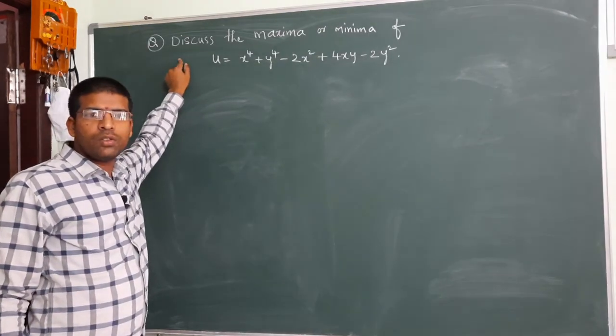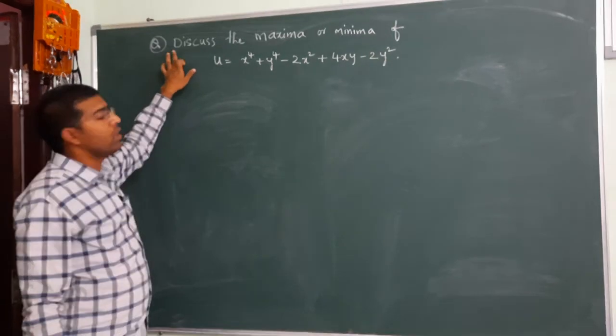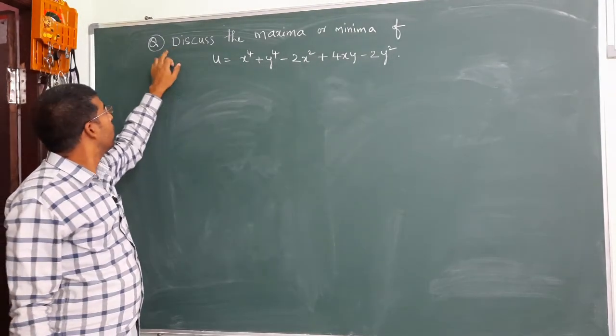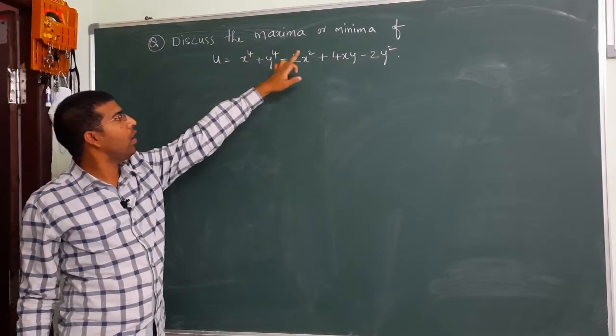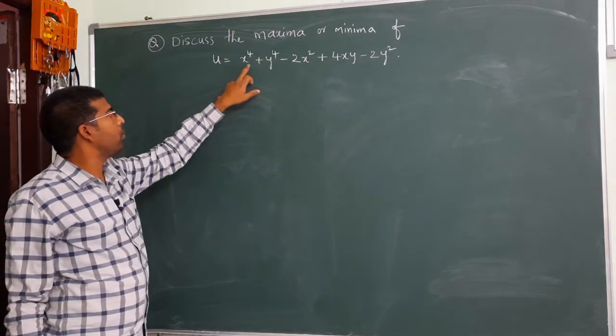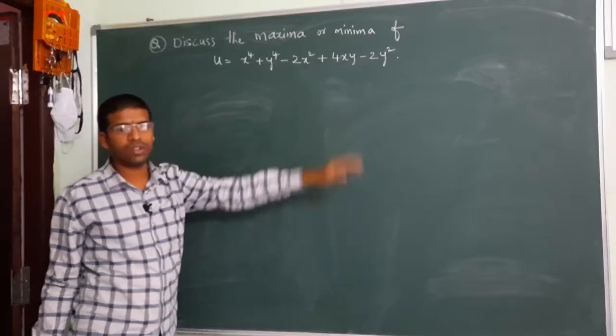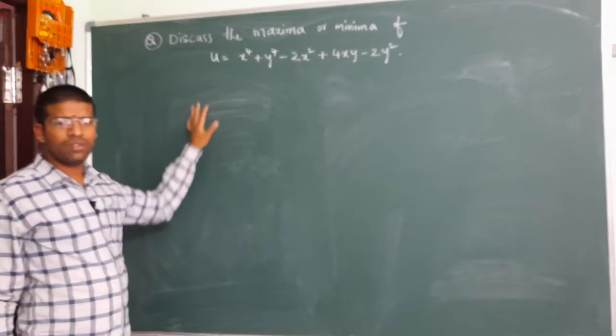Okay, good morning students. Now we will continue our last class, right? So here we will discuss the third example. Discuss the maxima or minima of function u is equal to x power 4 plus y power 4 minus 2x square plus 4xy minus 2y square. Okay, same procedure.